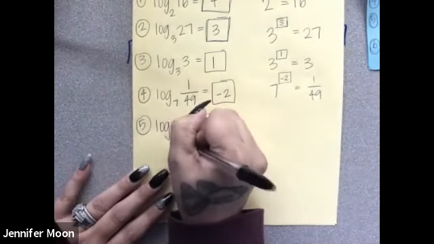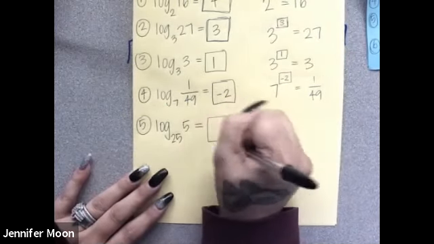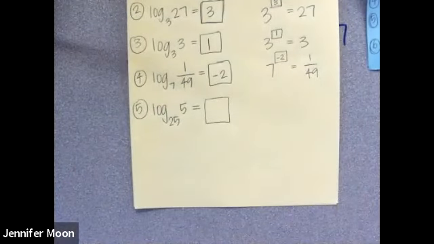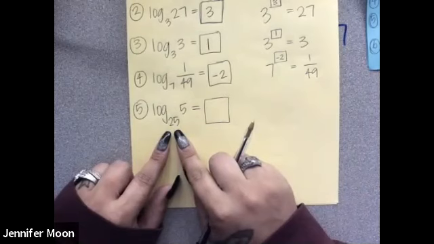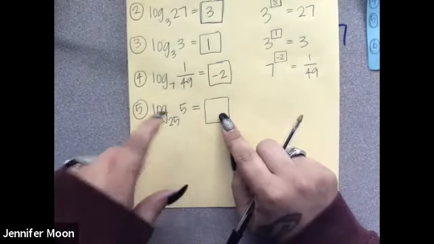Log base 25 of 5 is what? This is saying 25 raised to what power gives you 5?